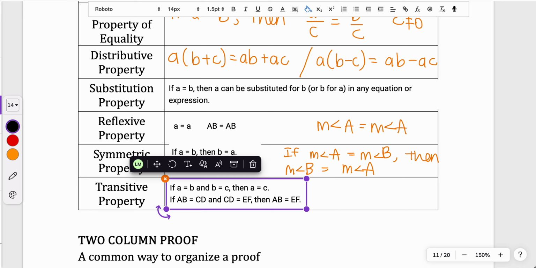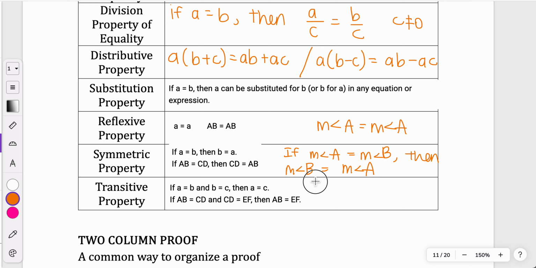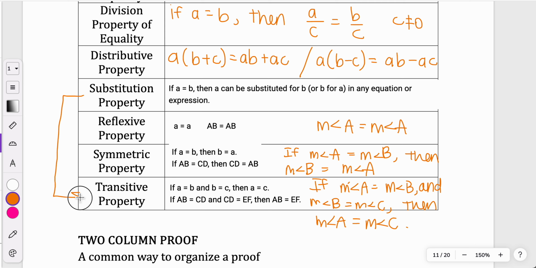You can do that with measurement of angles. It still shows the same thing. Let's say we have, if the measurement of angle A is equal to the measurement of angle B, and the measurement of angle B is equal to the measurement of angle C, then the measurement of angle A is equal to the measurement of angle C, okay? So I will say, again, substitution and transitive property can kind of go hand in hand because they are representing the same thing. So when we start using reasoning for proofs, those can be interchangeable.